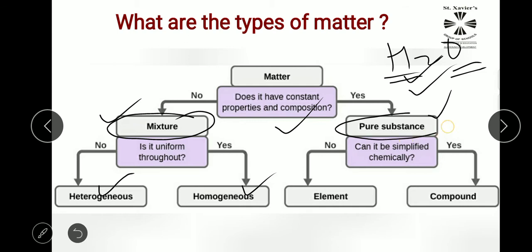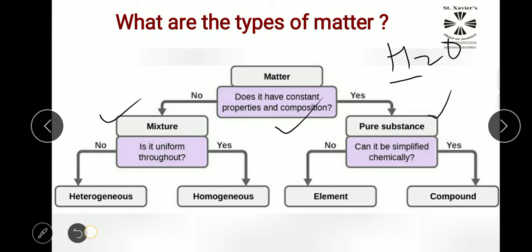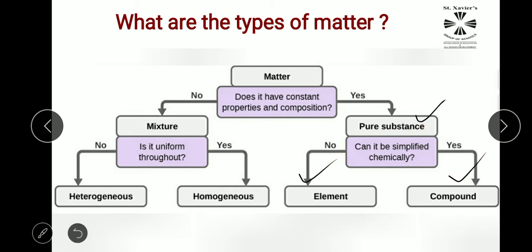When we talk about pure substances, it means the composition is the same. The same amounts of elements are there in the composition. Now again, pure substances are divided into two parts, students: elements and compounds. What is an element and what is a compound?